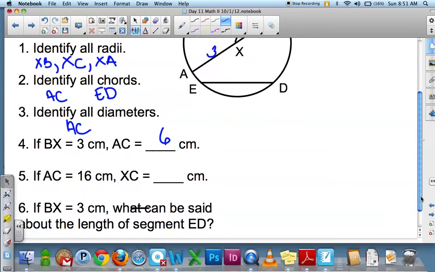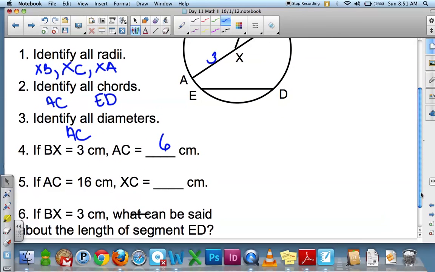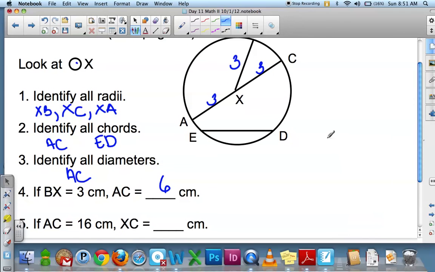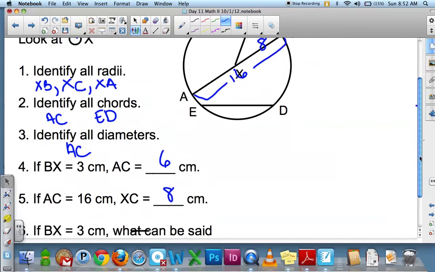Right, we got a few more to go. Okay, so if AC is 16, so this whole thing is 16, what is XC? That should be half, right? So you guys should have had 8. Right? Because the radius is half the diameter.